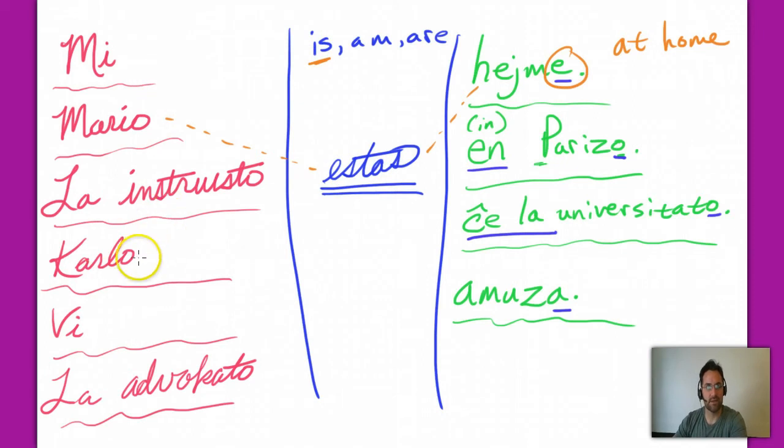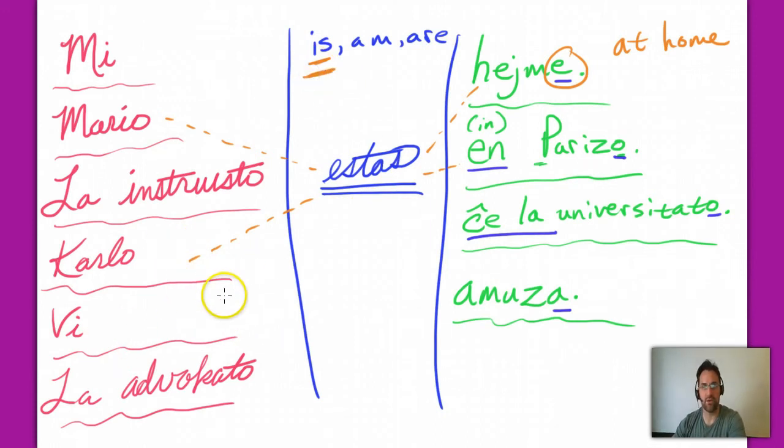Next is, let's say, Carlo. Carlo estas en Parizo. Charles is in Parizo. Charles is in Paris. So we're using it as is.